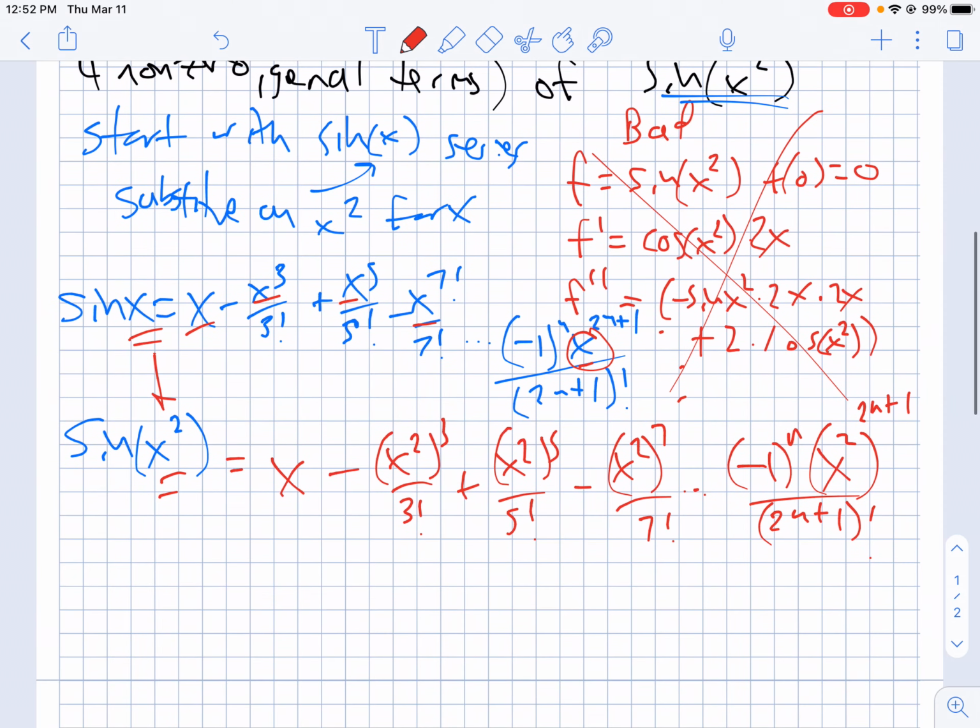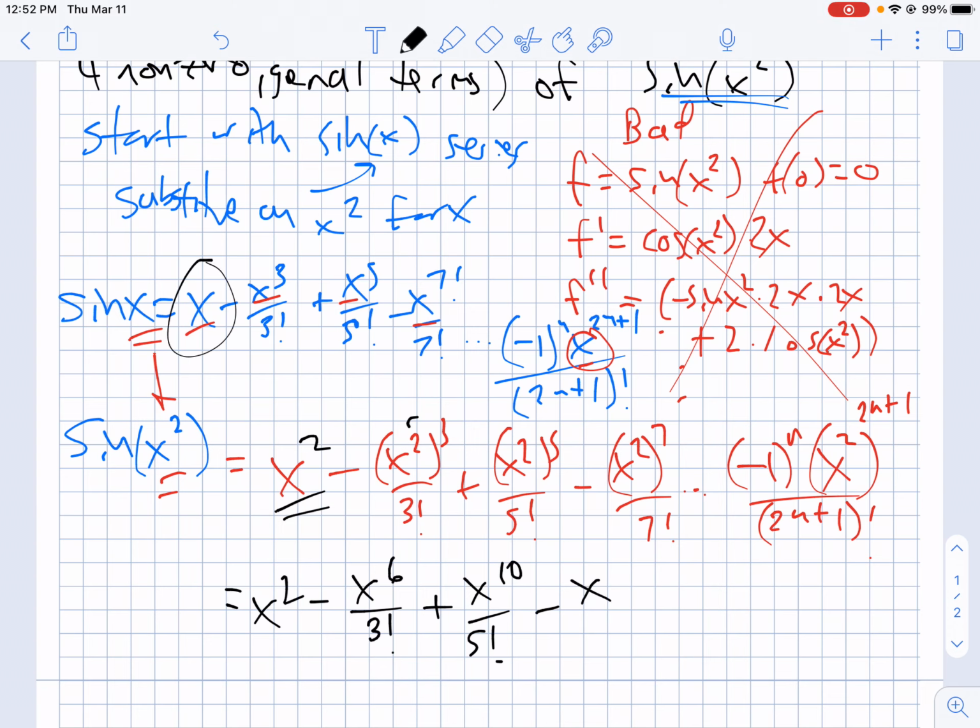Now, as you guys know, a power to a power multiplies, so these multiply out, so you're going to get x to the 6 over 3 factorial, x to the 10 over 5 factorial. The first term should have been an x squared, since you replace the x with x squared. And then x to the 14 over 7 factorial.